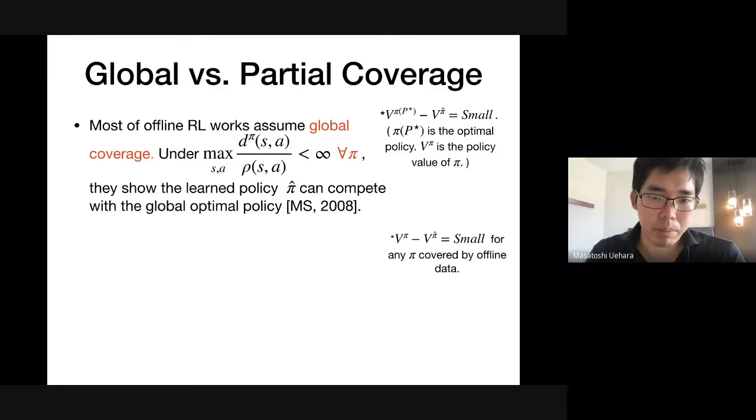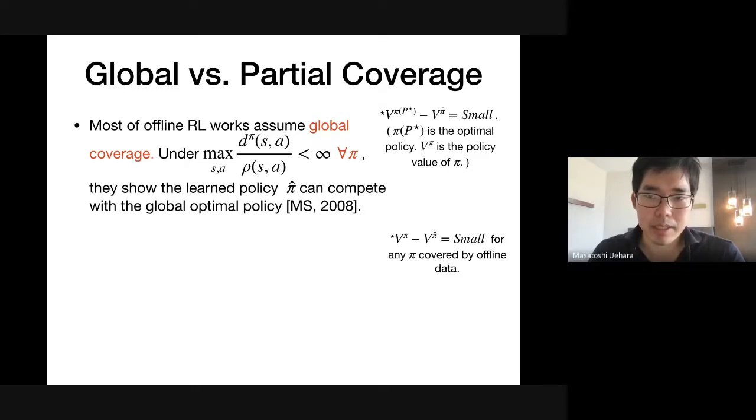The important point here is that it's for any pi. So basically it's almost saying that 1 over rho is bounded. This means that rho covers the whole state space and whole action space. Under this assumption, previous work shows that the learned policy pi hat, the output policy, can compete with the global optimal policy.